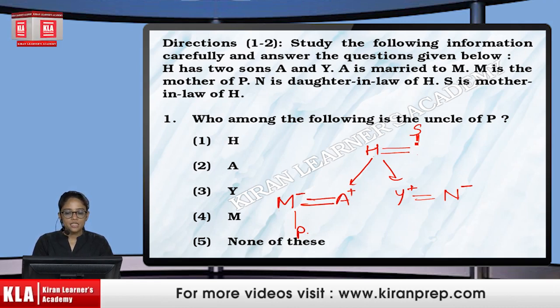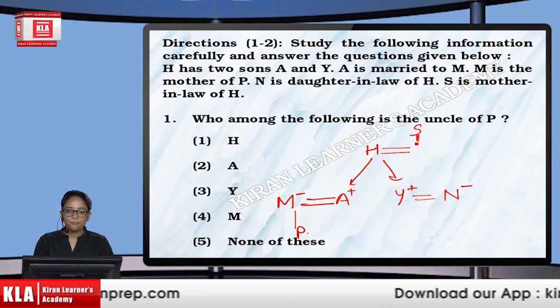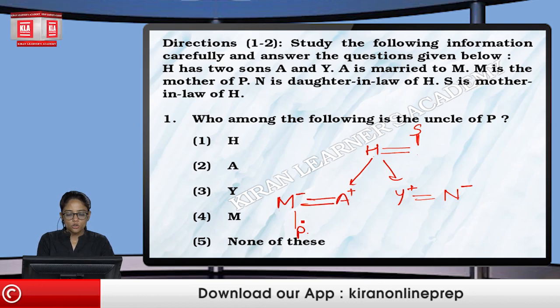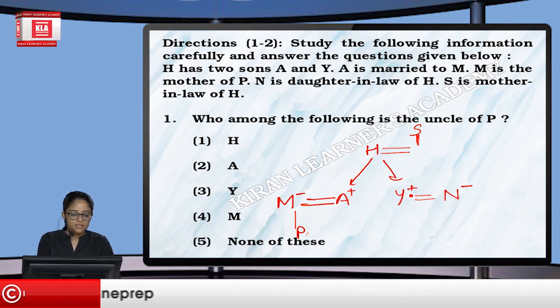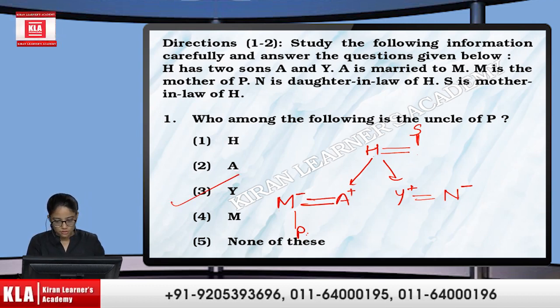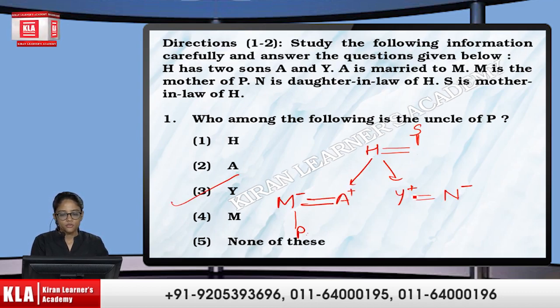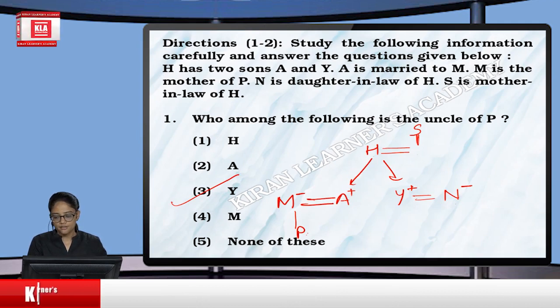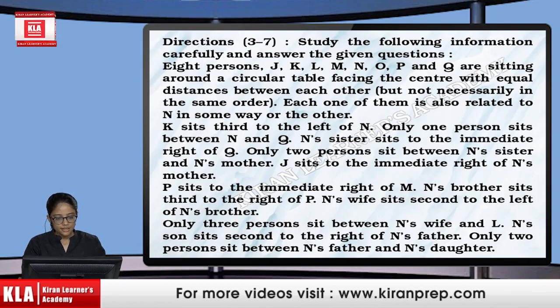Who among the following is the uncle of P? Uncle means your father or mother's brother. So A is the father of P, and whoever is the brother of A will be the uncle of P. Then the answer is Y. Next, who among the following is the wife of Y? We have N as the wife of Y. So we are going to mark option number 1. Let's see the next question.